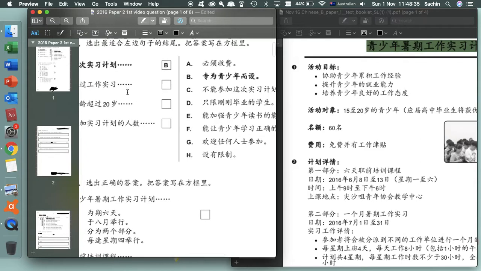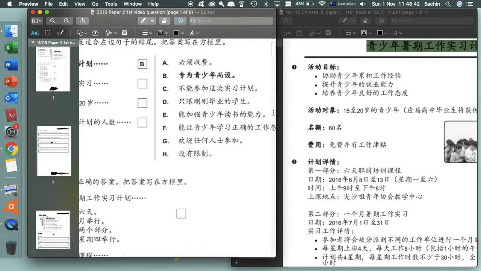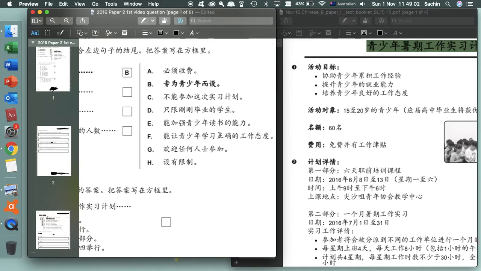In this case, we find any of the options that are related to improving ability or fostering a good attitude. If we look over here, A is about 收费, which is cost, so that one's out. C says you cannot participate in this experiment. D is restricted to just recently graduated students. E and F, however, do have the 2 key words, 能力和态度. So we read over both of them.